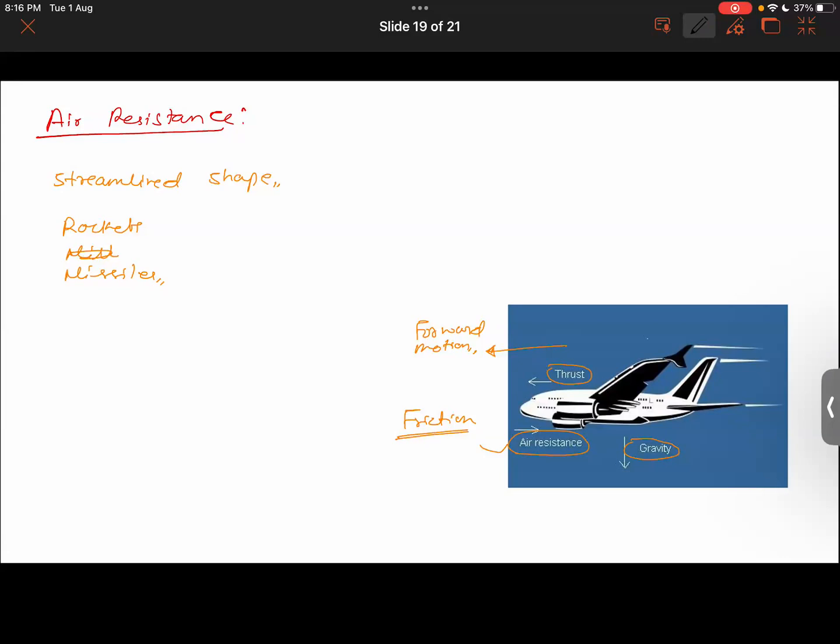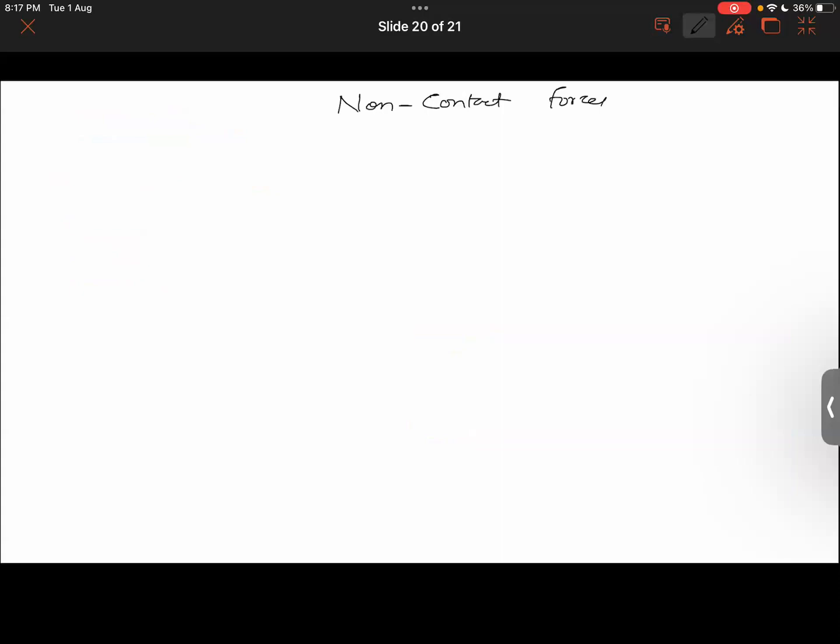Now next is basically the non-contact forces, that were the magnetic force, electromagnetic force, the gravitational force, and the electrostatic force as well. So the forces we were talking about so far, where the agent applying a force on an object is in physical contact with it, were the contact forces. But it is not always necessary that the agent applying a force on an object will be in contact. There are some forces which act on an object at a distance.